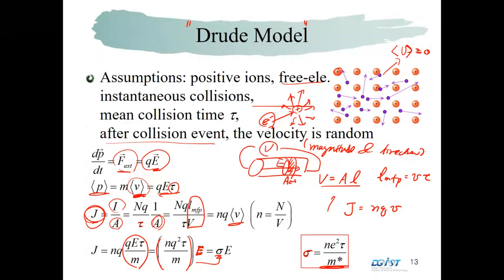Here we replace M by M star, which is the effective mass of the electron in a given band, and tau is the scattering time. This is the charge carrier density, and we have the scale of the charge. Okay.